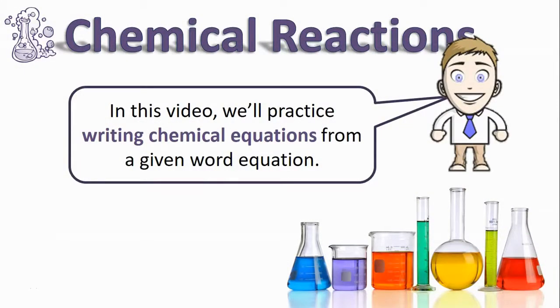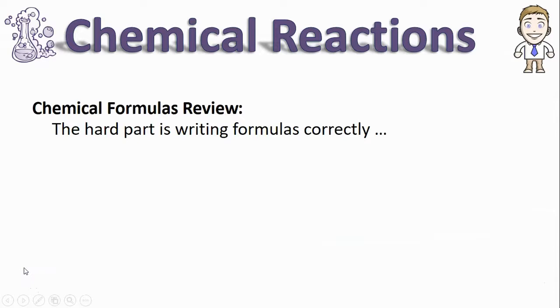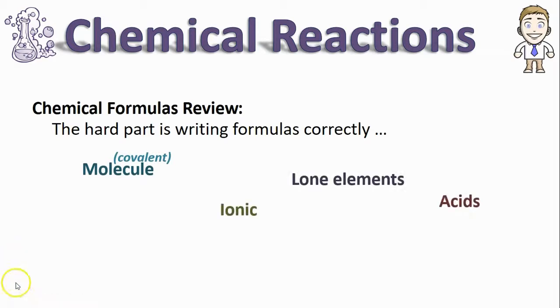In this video, we're going to practice writing chemical equations from a given word equation. The hard part when you're doing this is not really the equation, it's all of the different types of formulas that you have to write along the way. In general, at this point, there's 4 different types of formulas you'll see. The formulas for molecules, which are covalently bonded substances, ionic substances, lone elements, and acids.